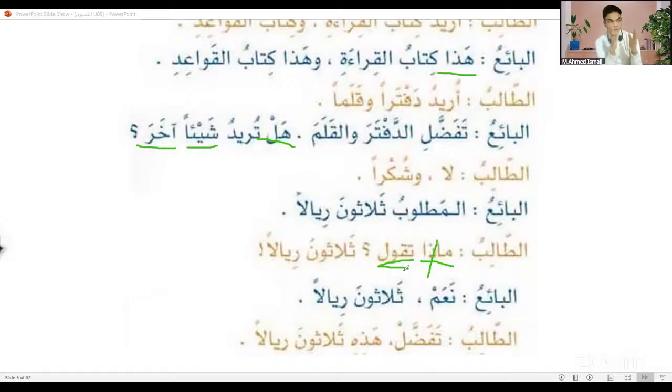So okay, let's think for a little bit. This position here, it's أنت or هي? Of course, it's أنت, because he's speaking with the seller, the بائع. So you say ماذا تقول أنت? Like, what do you say?